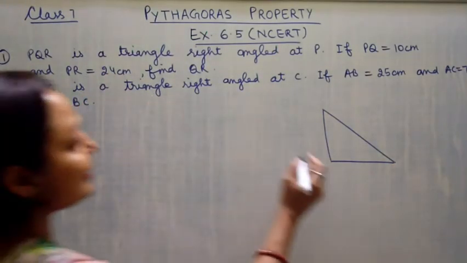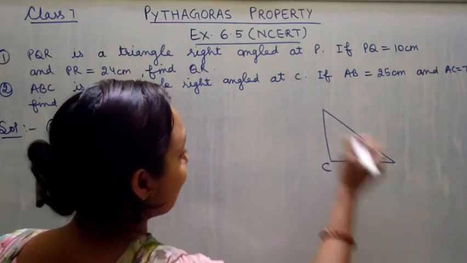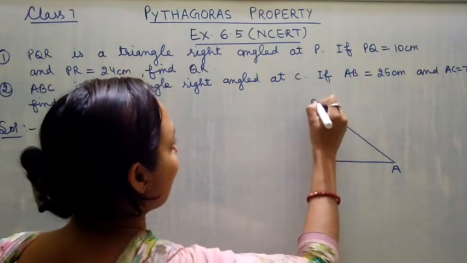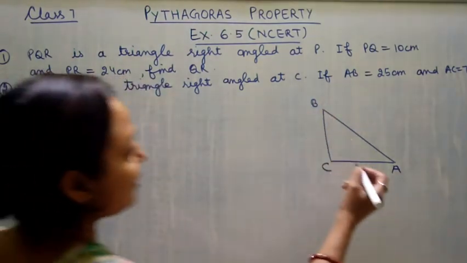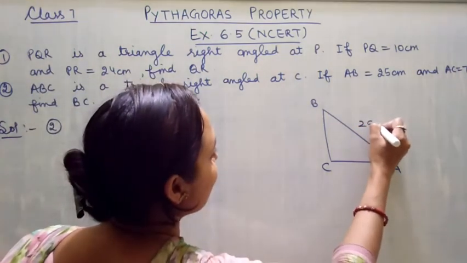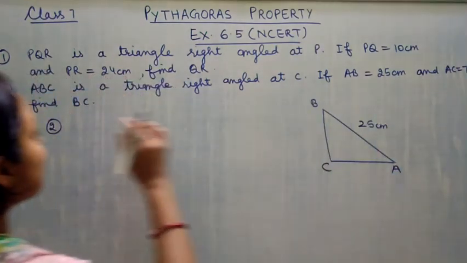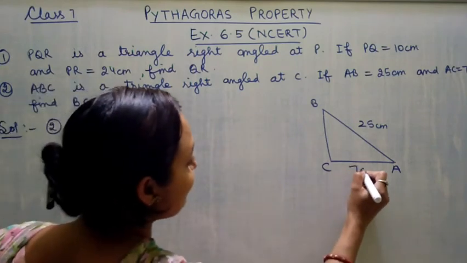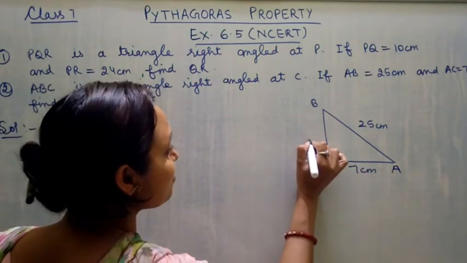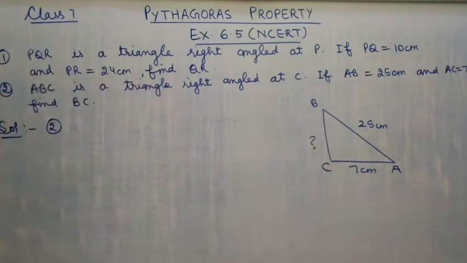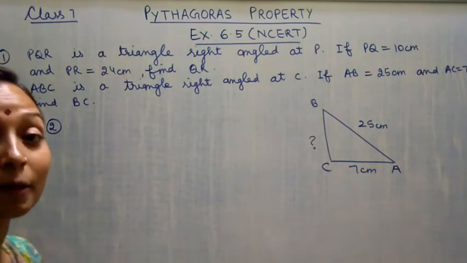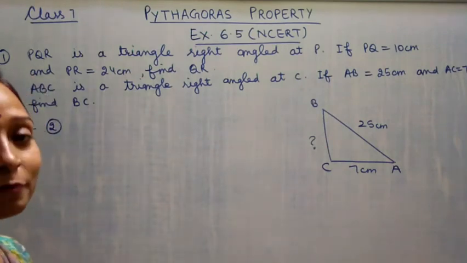ABC is right angled at C. So I will write A, B and C. Right? AB is 25 centimeter. Here the hypotenuse is given. AC is 7 centimeter and the question demands to find this side. So this is a little bit changed. We have to subtract: hypotenuse minus base.